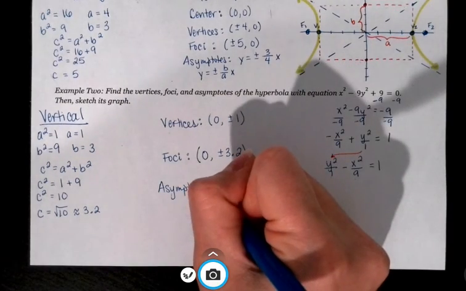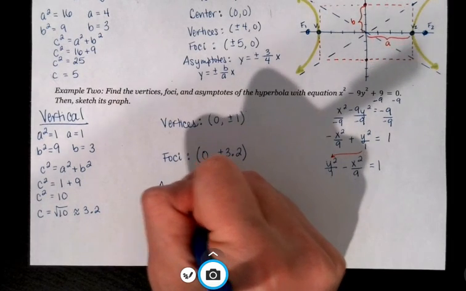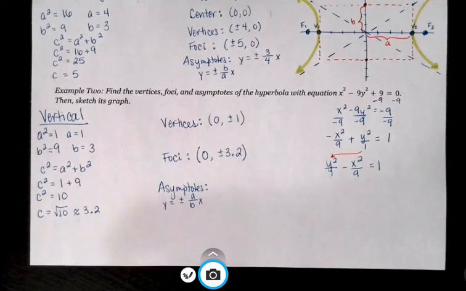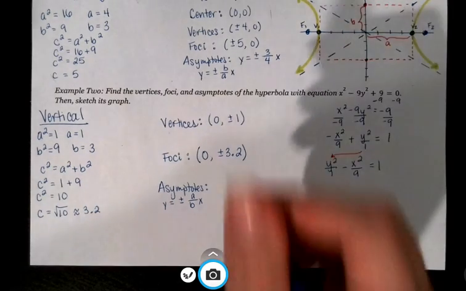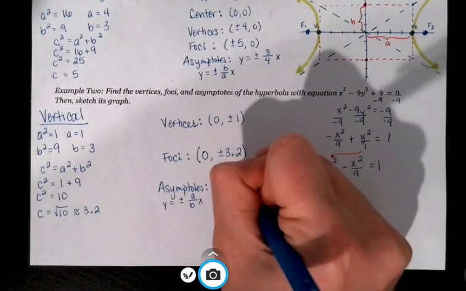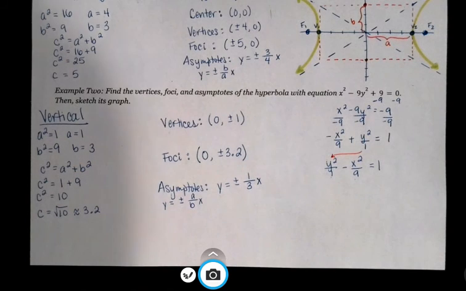And then our asymptotes for this one, I'm going to write the template again. Because it's vertical, now it is A over B times X. So when I do this, I have Y equals plus or minus, A value is 1, my B value is 3. So I have plus or minus 1/3 X.